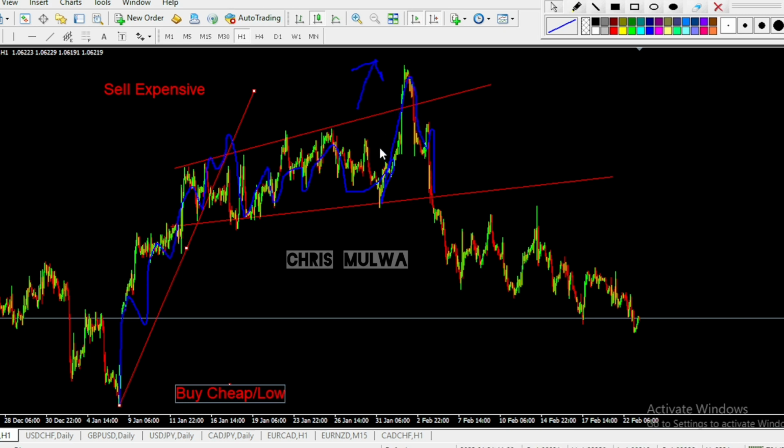You follow your rules. Once your rules are confirmed, then you can sell expensive. In our case, we are waiting for this market to break this zone. After here, this one we identified as where the market made the last high. We want this market to break this high. Let me show you.